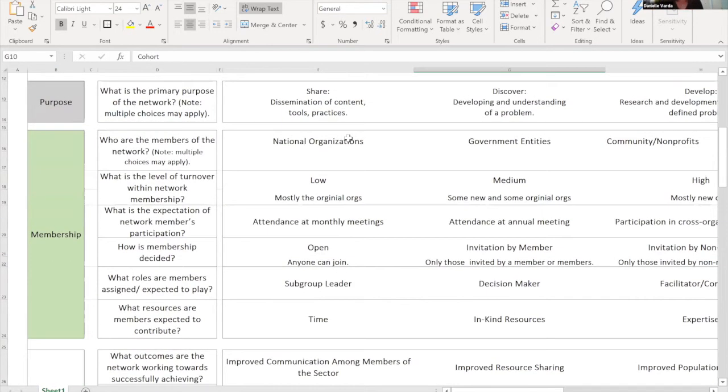Membership. So we often skip membership. We've worked with so many networks where we say, who gets to come? Who's making the decision about who's included? And it's an equity issue as much as just access to also diverse thinking that we need in networks. So who are the members of the network? What is the level of turnover within network membership? What are the expectations of their participation? How is membership decided? What roles are members assigned and expected to play? And what resources are members expected to contribute?